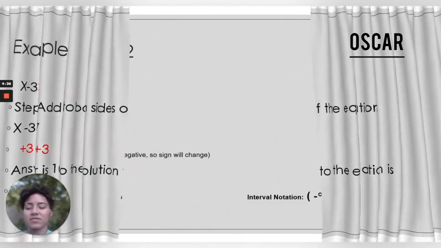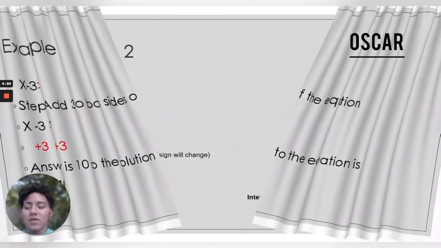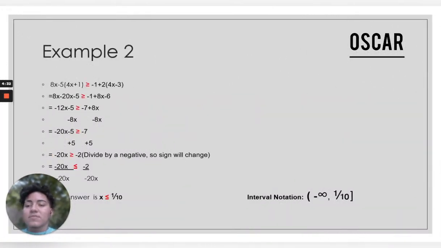For my second example, it's 8x - 5(4x + 1) <= -1 + 2(4x - 3). Now this may seem very daunting, but no need to worry. As long as you follow the rules, you will be okay.